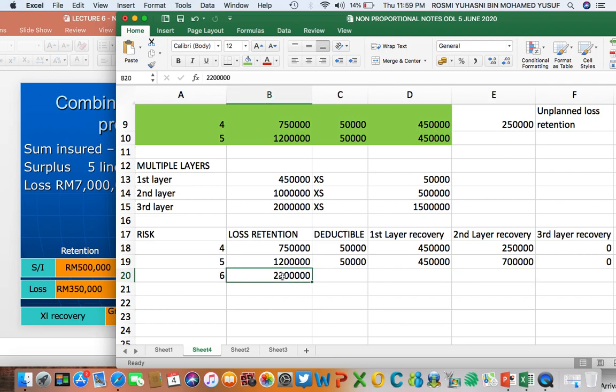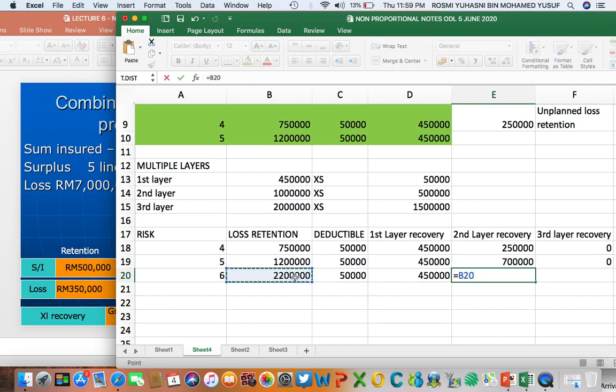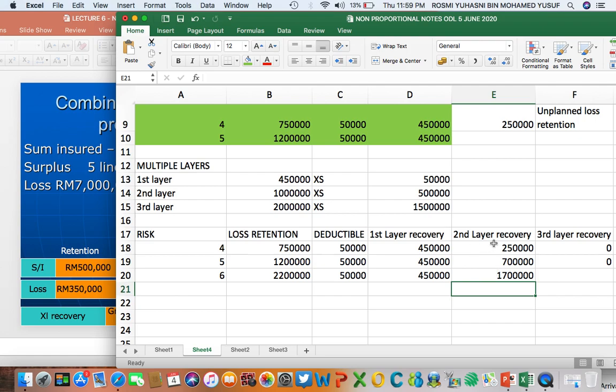Okay, risk number 6, with an incurred loss of 2.2 million and a deductible of 50,000. The first layer will only pay up to 450,000. So how much is the balance? Let's see. Loss minus deductible minus first layer recovery. So the balance for the second layer to pay is 1.7 million.